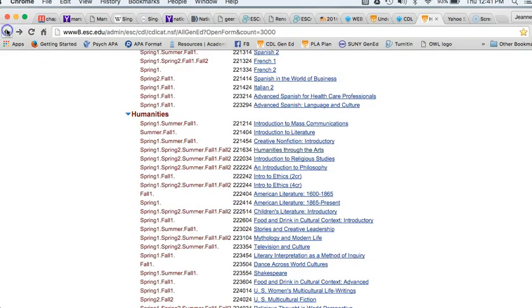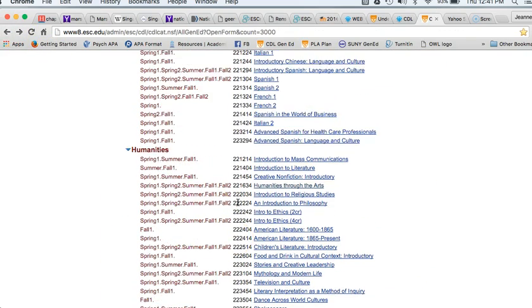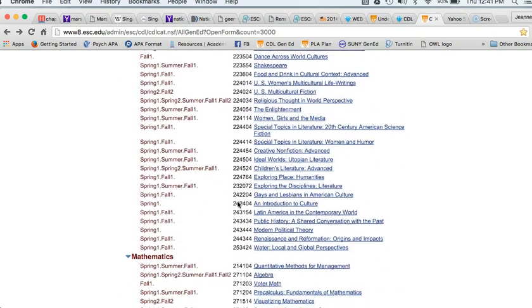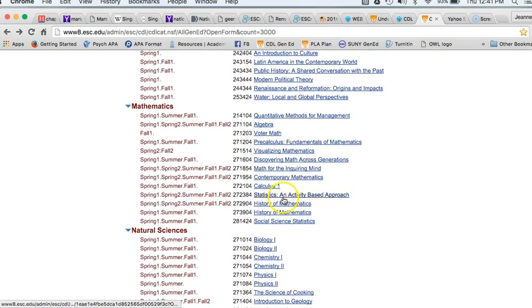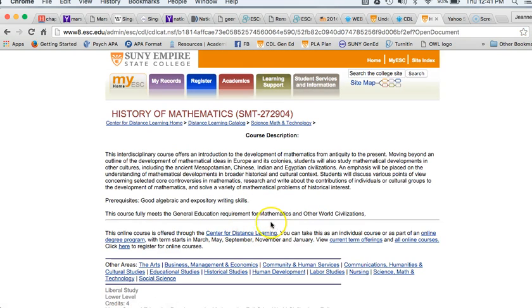So if we go back to another course that I know, it's an art class. Actually math, let's go into math here. Sorry to jump around. So we've got 2 history of math classes. The one with the 2 as the third number is the lower level. The one with the 3 is the advanced. So history of math. This one says meets gen ed for math and other world civilizations. So that meets 2 at once. So when you put that on your degree plan, it will actually check off both of those in the gen ed area.